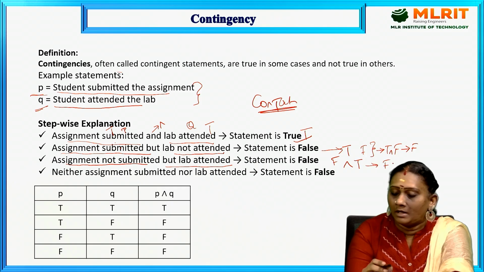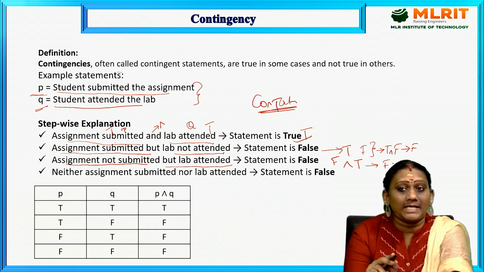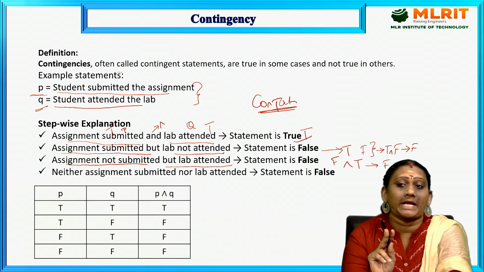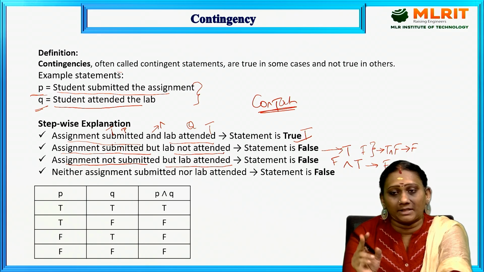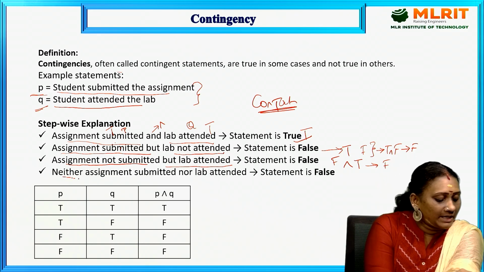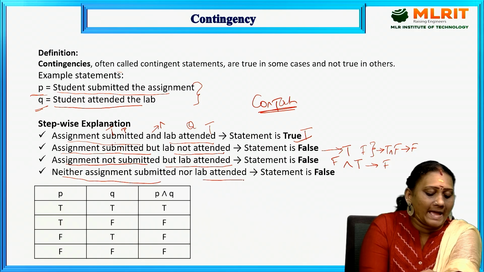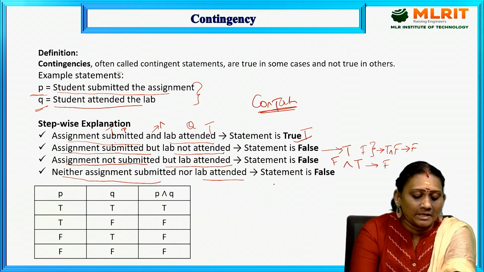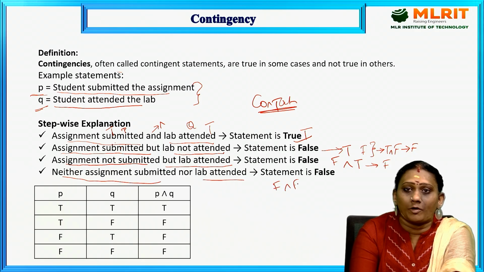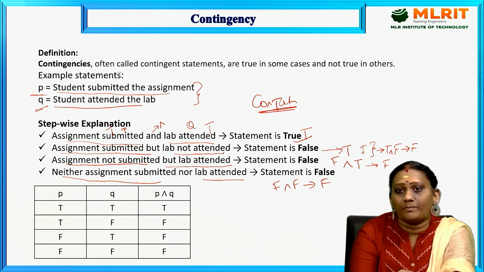Obviously false, because the rule of conjunction is that only when two statements are true should it be true. In other cases it should be false. Neither assignment submitted nor lab attended. So in this case both are false, false and false. Obviously the output is false.